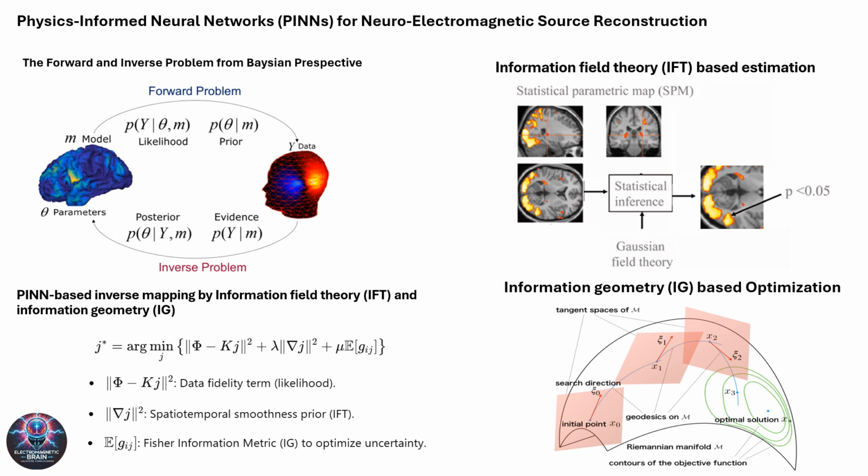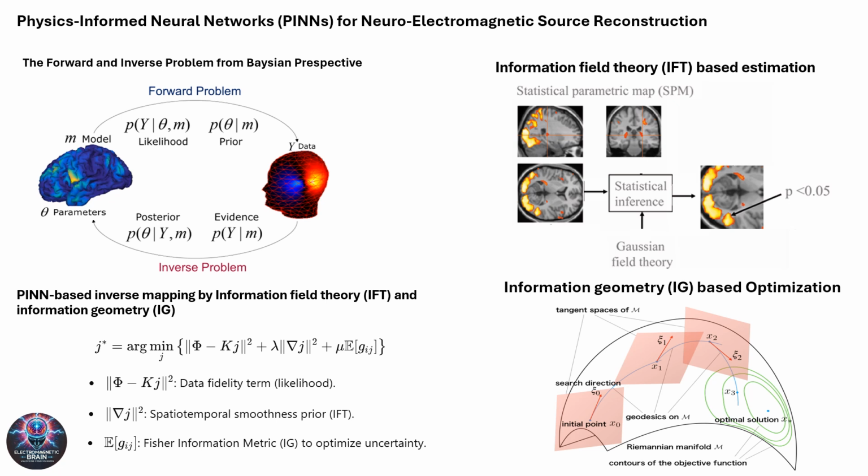This framework introduces PINN-based inverse mapping, which combines concepts from information field theory and information geometry. Information field theory provides a probabilistic framework for modeling and reconstructing spatiotemporal fields, such as neural activity distributions. IFT treats neural source localization as a stochastic process, capturing uncertainties in measurements and modeling assumptions.